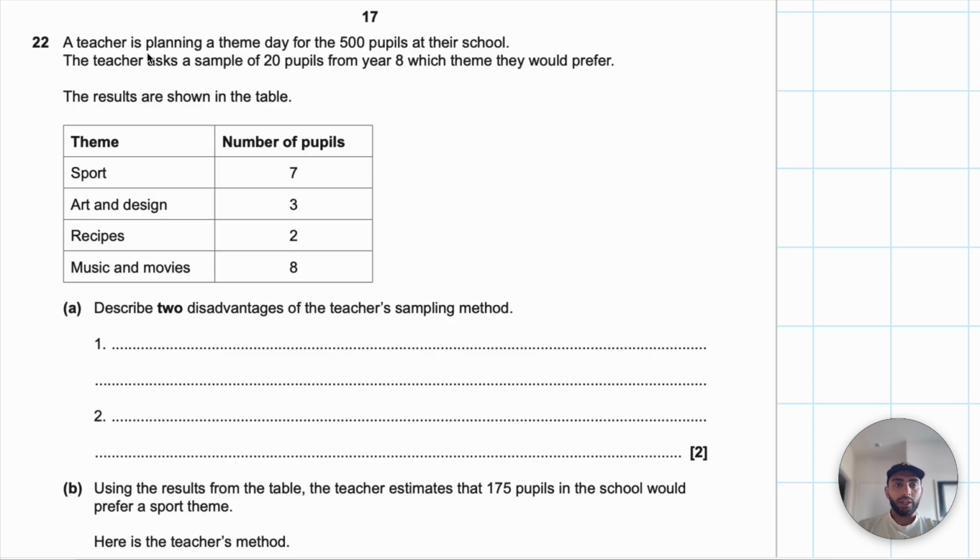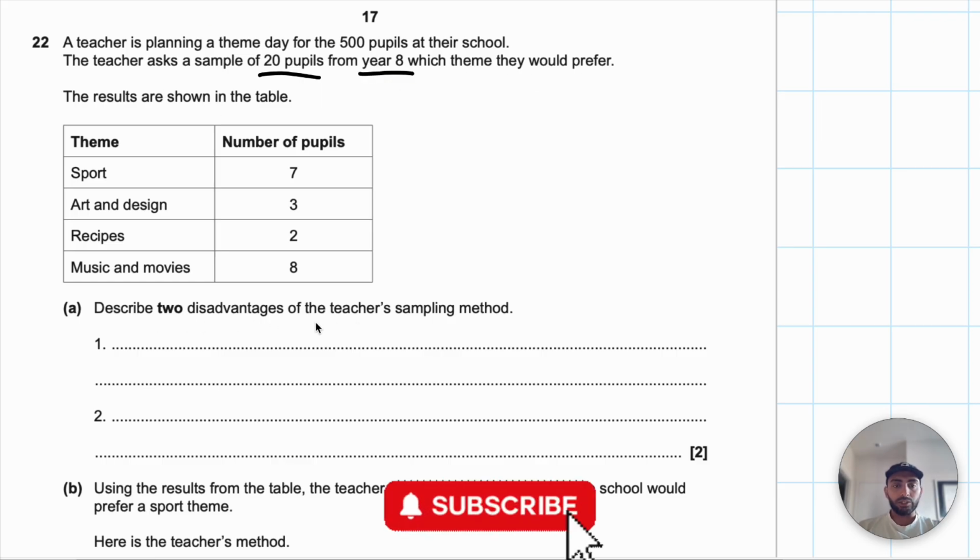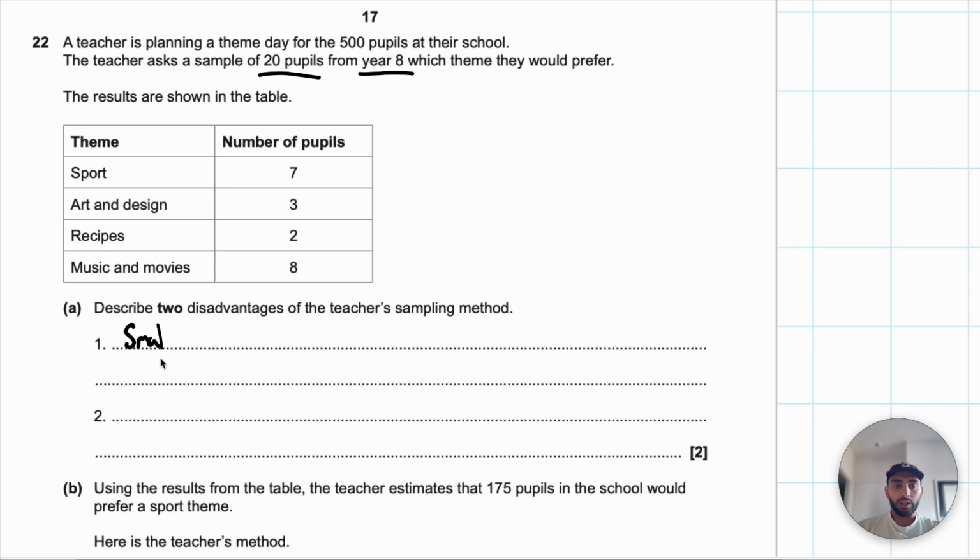Question 22. A teacher is planning a theme day for the 500 pupils at their school. The teacher asks a sample of 20 pupils from year 8 which theme they would prefer. The results are shown. Describe 2 disadvantages of the teacher's sampling methods. So the first issue is that the teacher has only asked 20 pupils out of 500. So the population size is very small. So we can write small population size.